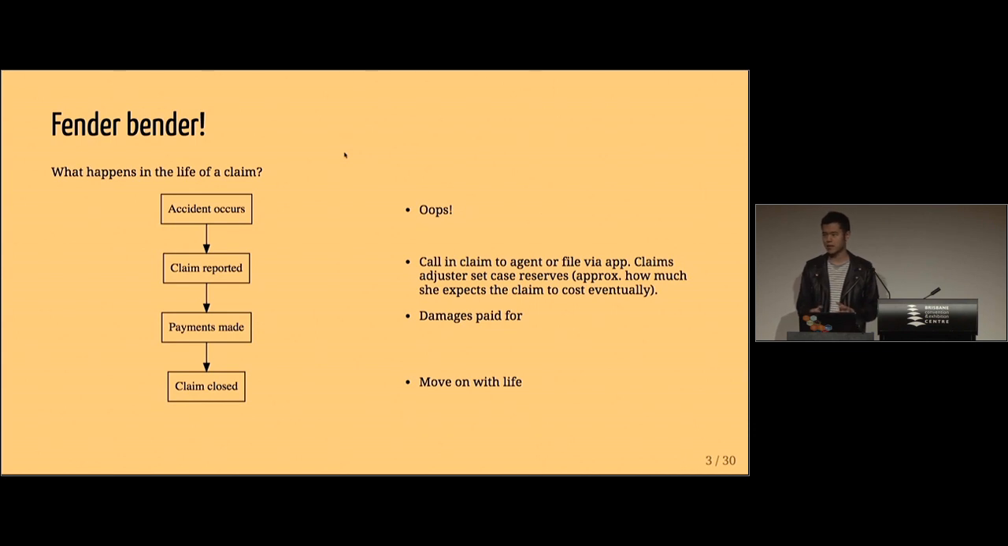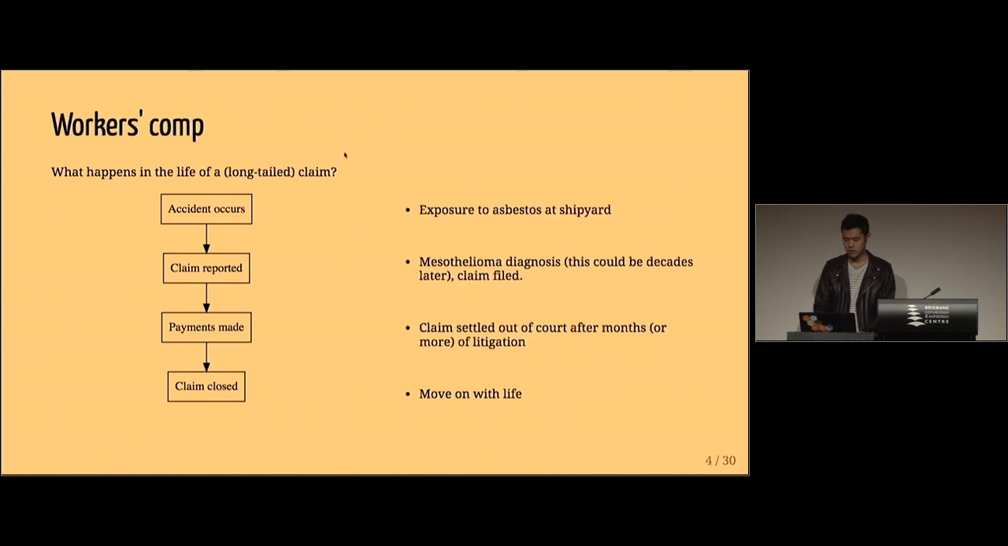the lag between the accident occurring and the claim being reported is quite short. So if you're driving home from work and you get into a minor collision, you typically report that right away. Then after the claim is reported, payments will be made for the damages, and then you sort of just move on.